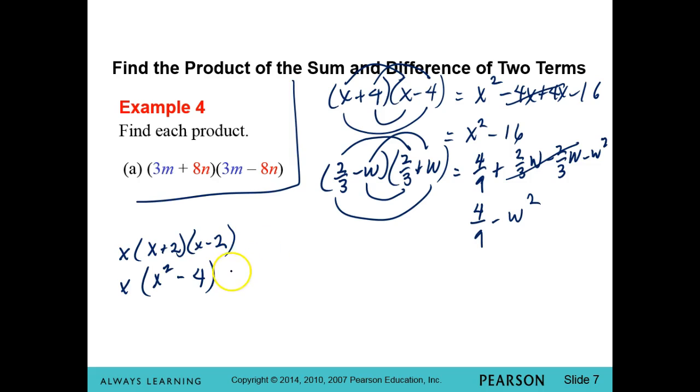Now what? You're not through. Everybody see how that happened? Besides magic? Okay. X cubed, because 1 plus 2 is 3, minus 4x. Done! Wow. Don't you like this conjugate thing? It makes that multiplying so much better. Okay? X cubed minus 4x. And the other one was 4/9 minus w squared. And, yeah, they got them all right. I'm so proud of them. Okay?